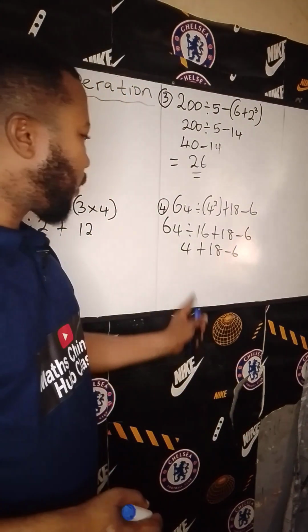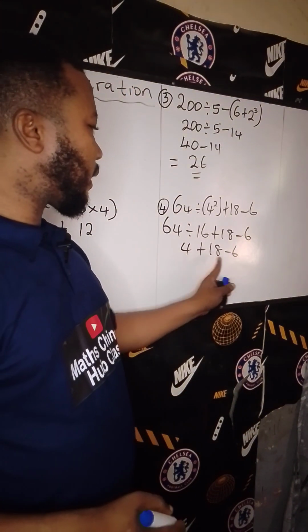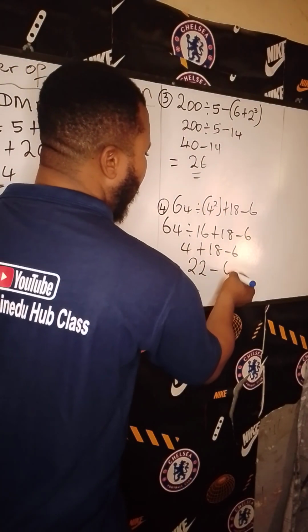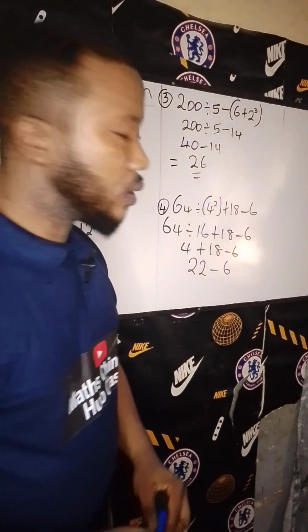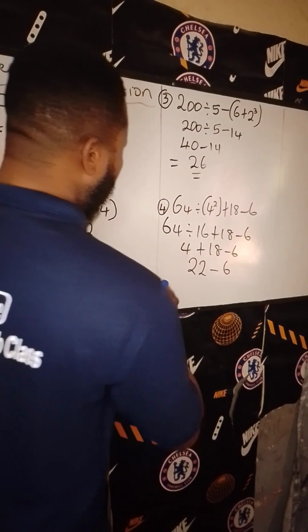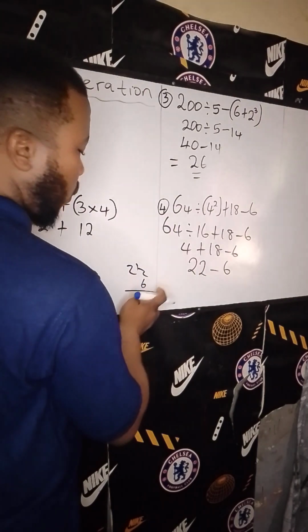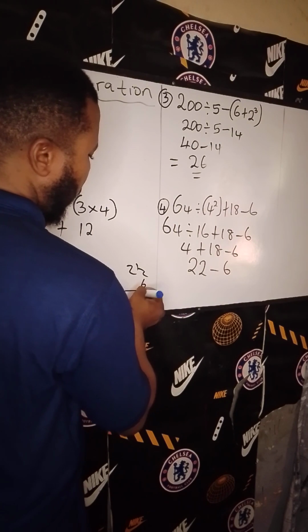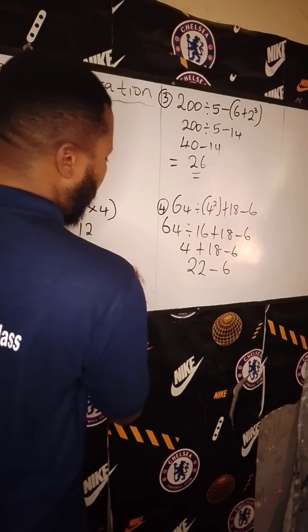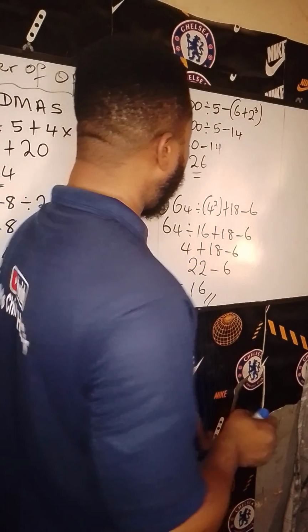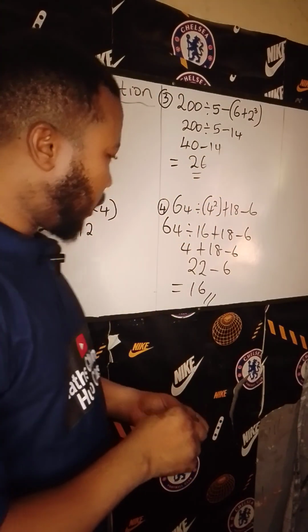So 4 plus 18 gives us 22, then minus 6. 22 minus 6, you cannot do it directly, so you borrow here to make 12. 12 take away 6 gives us 6. So we are having 16. So 22 minus 6 gives us 16. That means the answer to this question is 16.